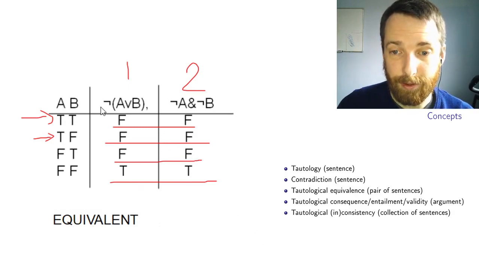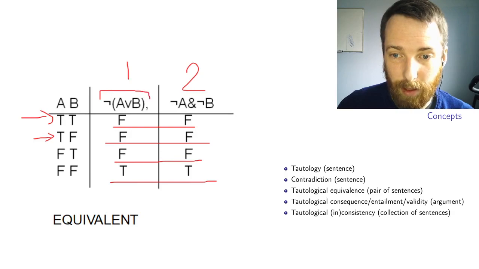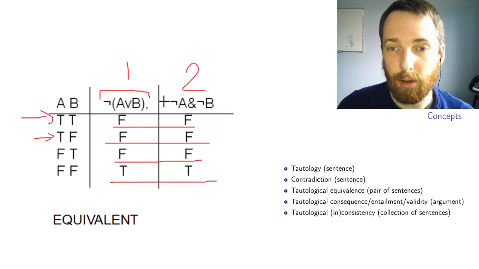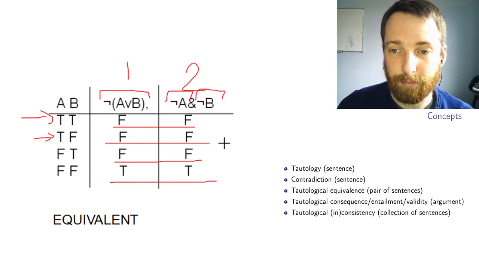By the way, notice this. Notice the sentences I've chosen. We have not (A or B) in brackets. And then over here, no brackets, we have not A and not B.